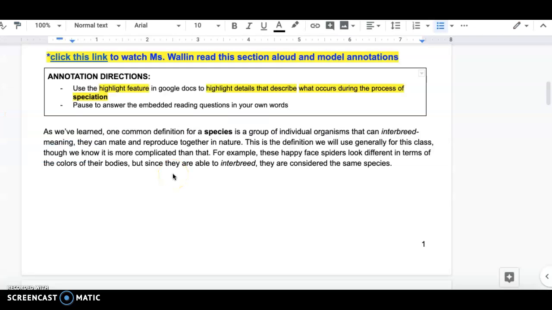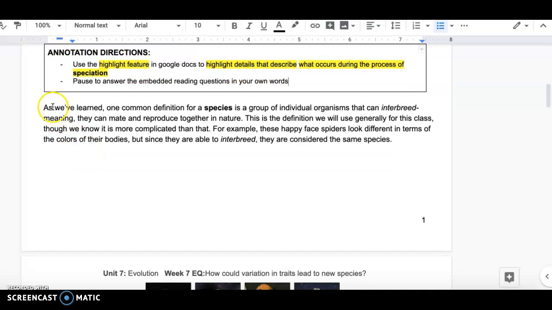So for the week 7 text vocabulary and check for understanding document on speciation, we're going to start by annotating and highlighting the details that describe what occurs during the process of speciation. And we're also going to stop and pause and answer the embedded reading questions.